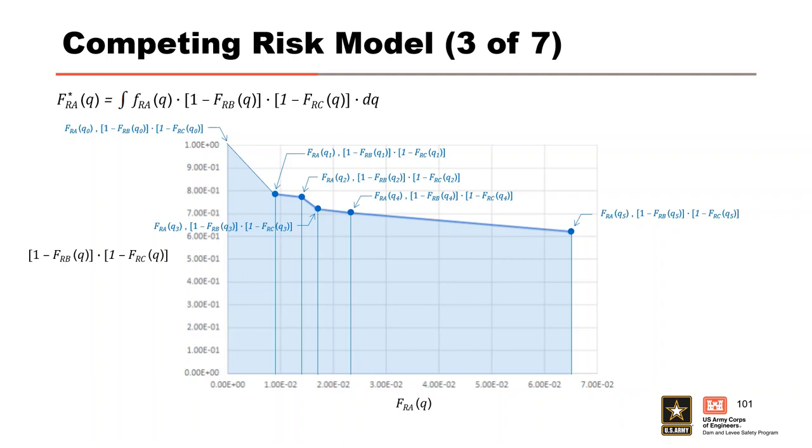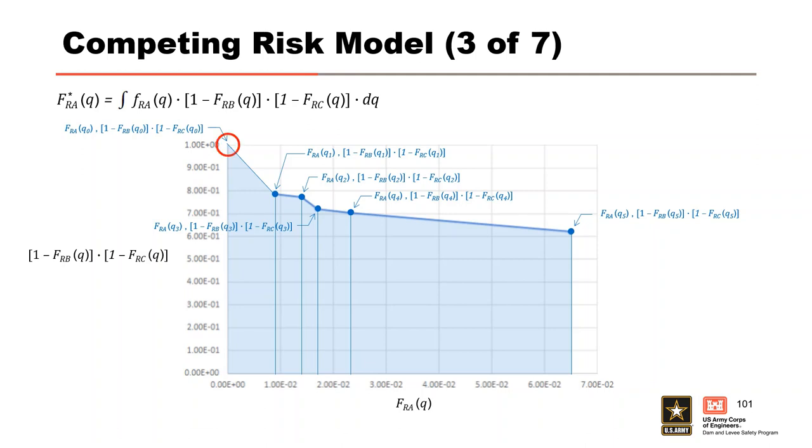An integral of a function is equal to a numerical value equal to the area under the graph of that function. In the case of failure mode A within the competing risk model, the function is the system response of A multiplied by the survival function of the other failure modes, 1 minus the system response probability of B times 1 minus the system response probability of C. We can get the solution for the integral by plotting the system response for A against the survival function of the other failure modes and calculating the area beneath the curve.